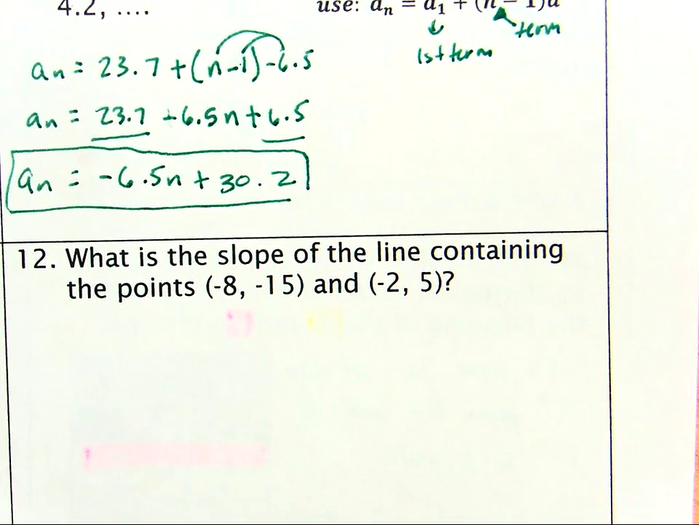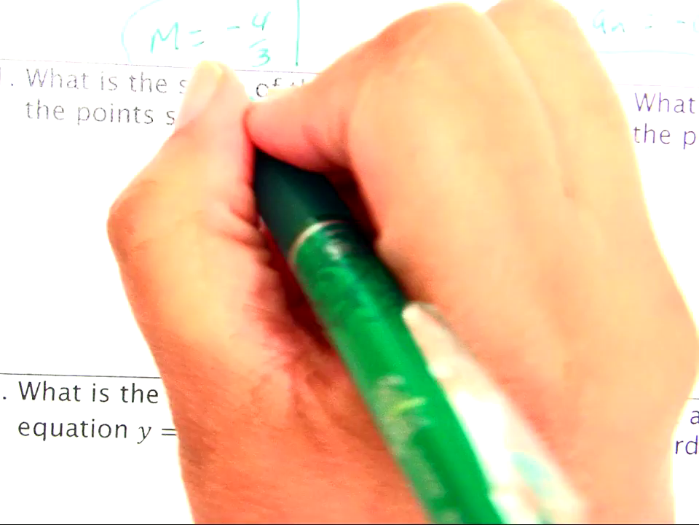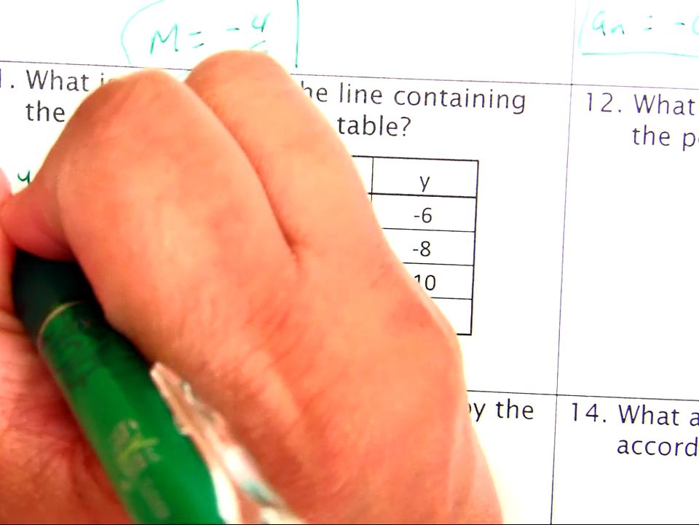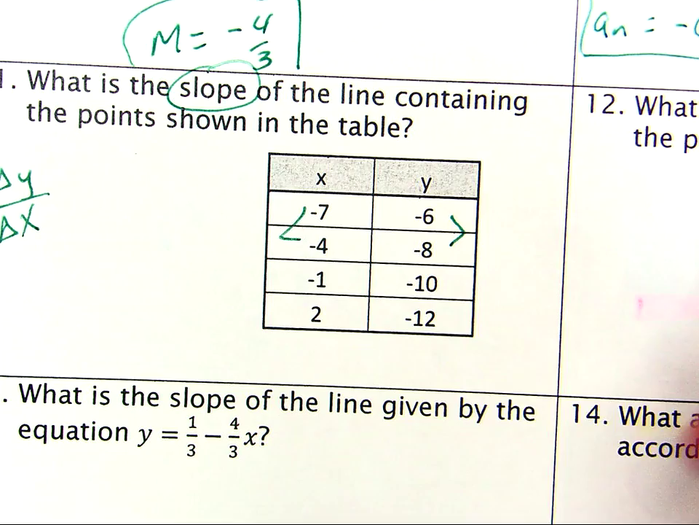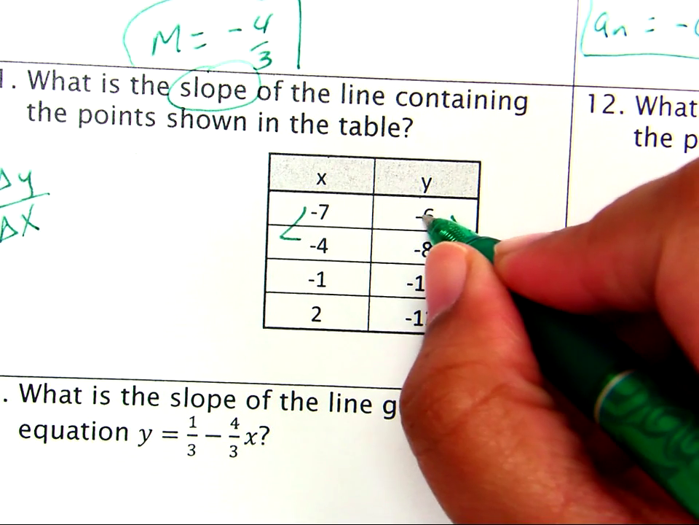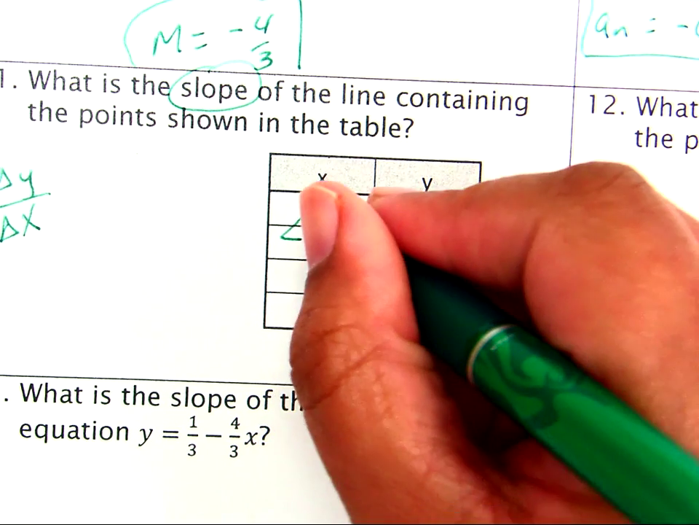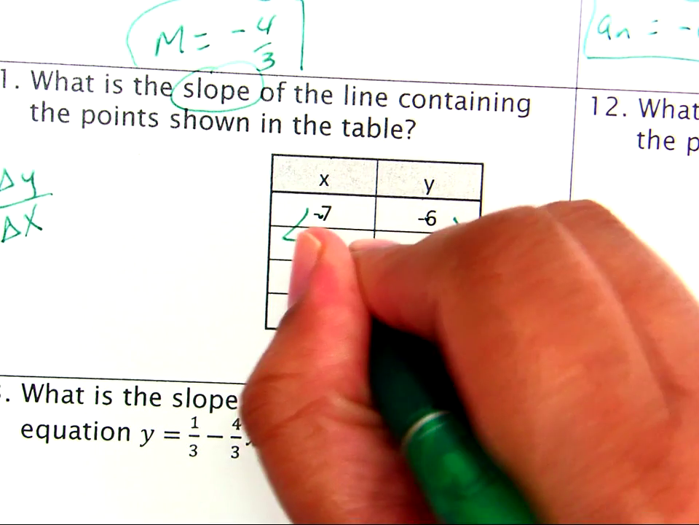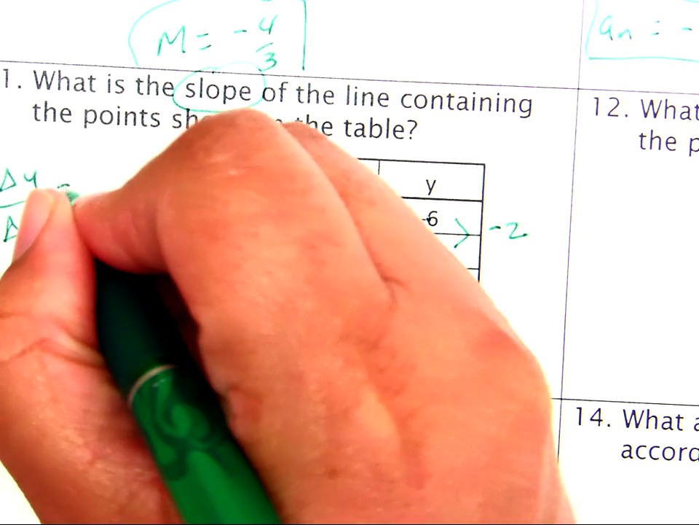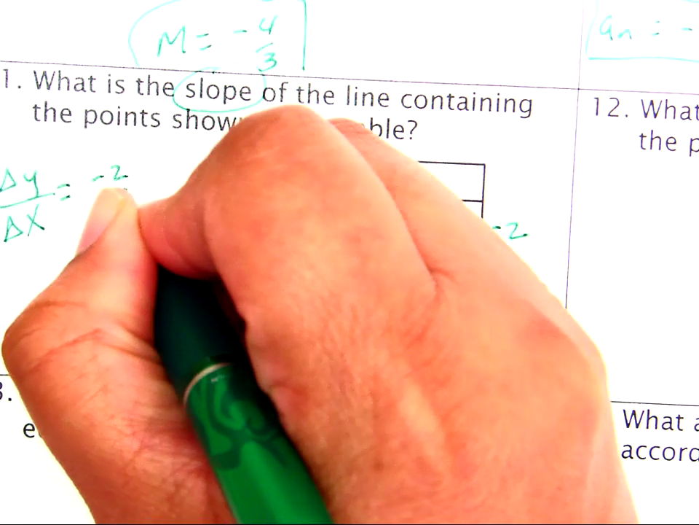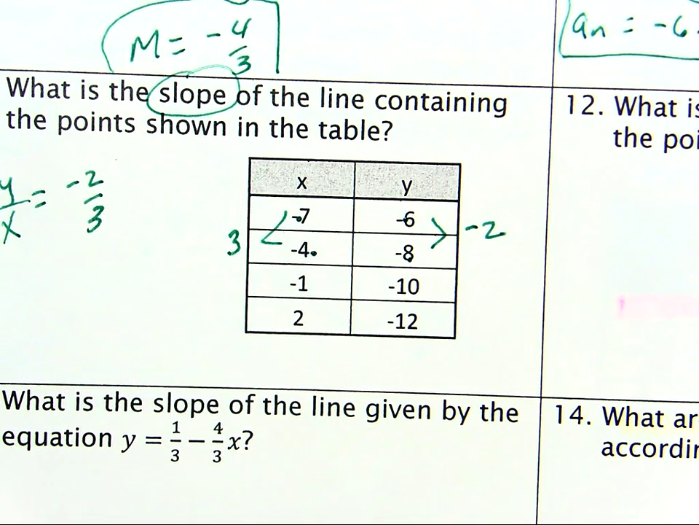Alright, number 11. We're trying to find the slope of a table. Slope is change in y over the change in x. Doesn't matter what two numbers you pick. To go from negative 6 to negative 8, that's still decreasing by 2. To go from negative 7 to negative 4, that's increasing by 3. So now I plug this in. The change in y was negative 2. The change in x was 3. It does not reduce, so that's our answer.